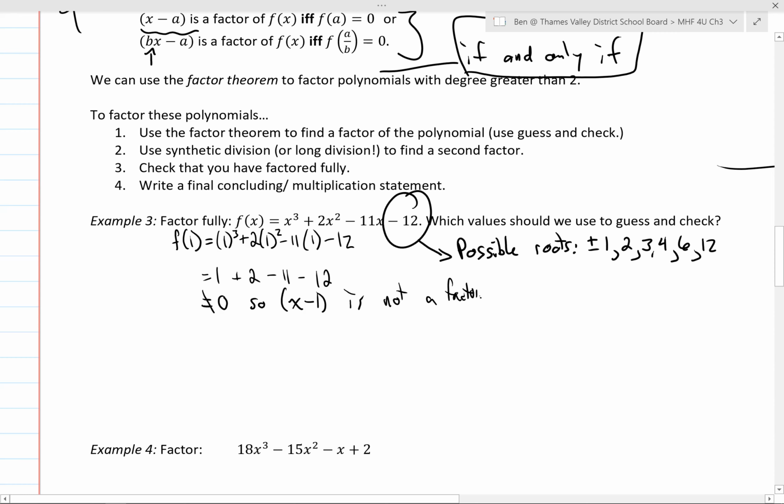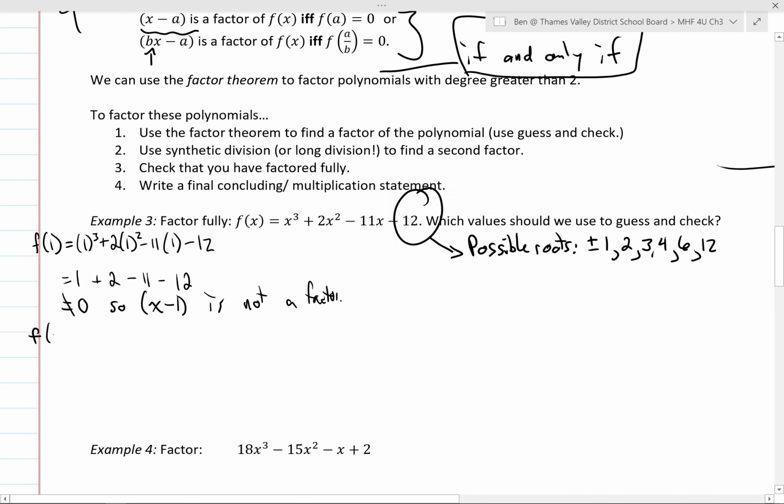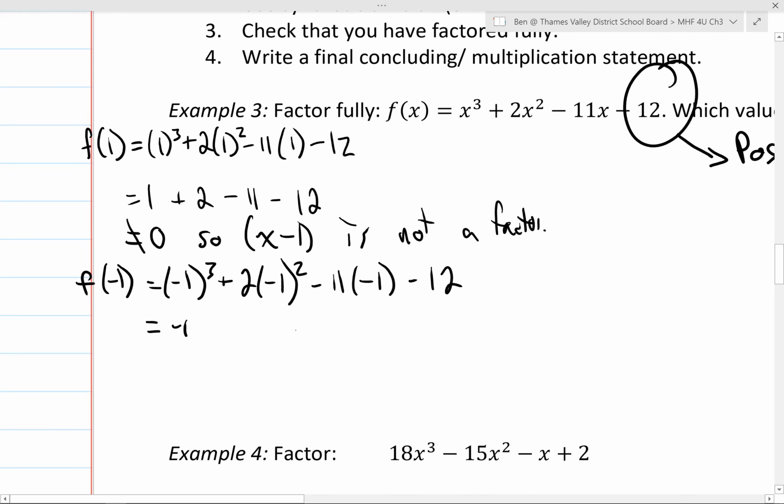Okay, great. Let's try one more. If I'd planned it out a little bit more, I would have left myself some more space. Let's try now where x equals negative 1. So f at negative 1 equals negative 1 cubed plus 2 times negative 1 squared minus 11 times negative 1 minus 12. That is negative 1 cubed, that equals negative 1. 2 times negative 1 squared equals a positive 2. Minus 11 times negative 1, so plus 11 minus 12.